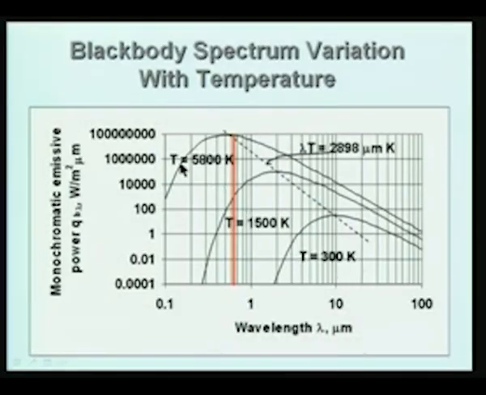So, this is called terrestrial radiation. Then we have T equal to 5800 Kelvin, which corresponds to the solar temperature, the temperature of the sun, and I have taken one value, T equal to 1500 K, somewhere in between. This can be a molten material or the temperature inside a furnace.